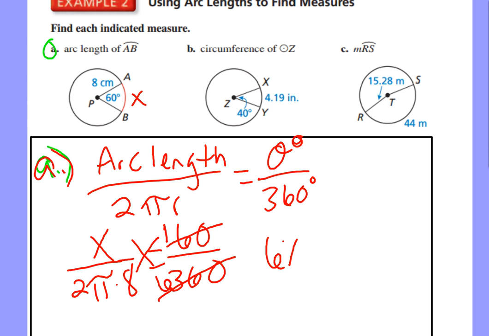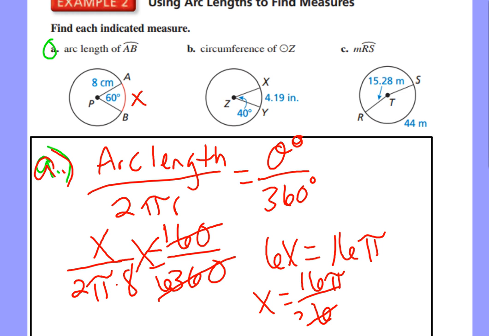So I get 6 times x equals 1 times 16 pi. And then I can divide and get 16 pi over 6. 2 goes into 6 3 times and into 16 8 times. So my final answer will be 8 pi over 3. And I'm going to keep it like that unless it says to round, because that's an exact answer for our arc length.